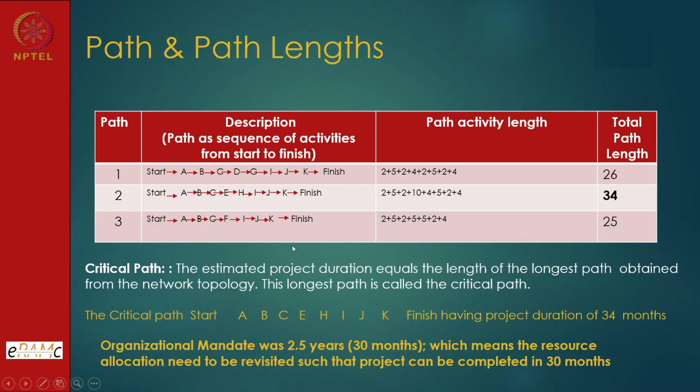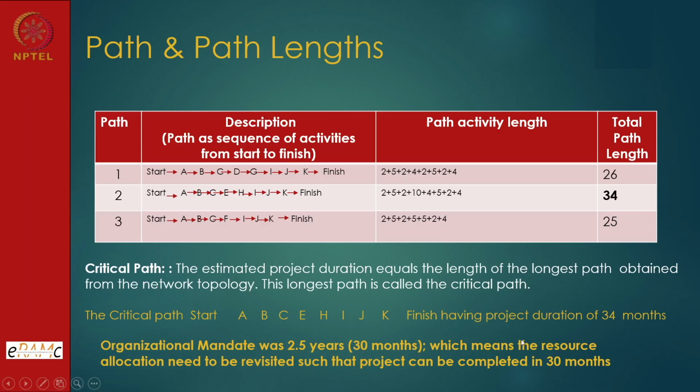The critical path is the longest duration path. Why? Because we are trying to work on the project. The activities which are going smoothly don't matter to us, but activities which are taking longer and resulting in a higher project time form the critical path. So this 34 is the one. Actually we were given 2.5 years, that means 30 months, and we are taking more than 30 months.